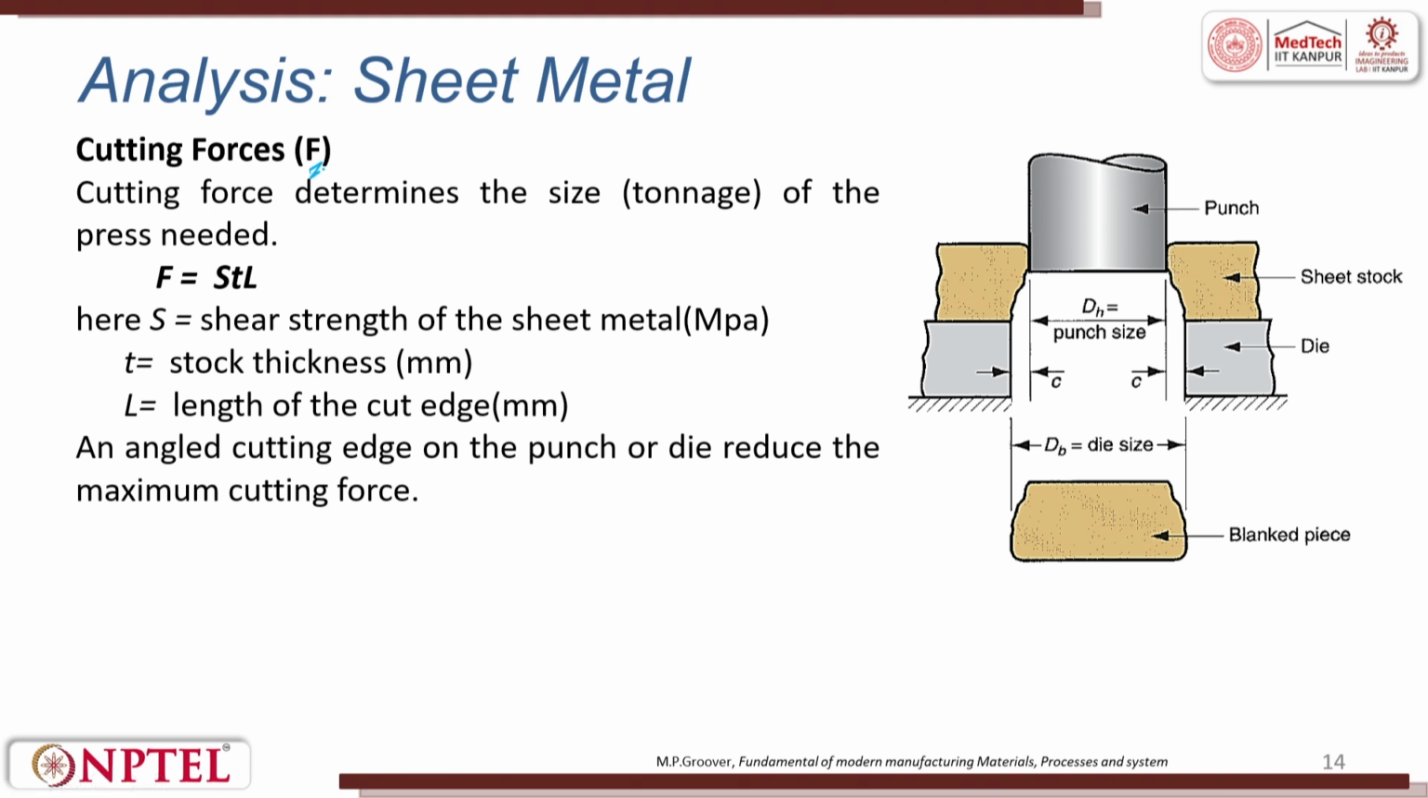If we want to find out the force required for shearing, that will be figured out from S into t into L. What is S? S is the shear strength of the given sheet material, t is the thickness, and L is the length of the cut. This is t, and this is the length of the cut edge. An angled cutting edge on the punch or the die reduces the maximum cutting force.